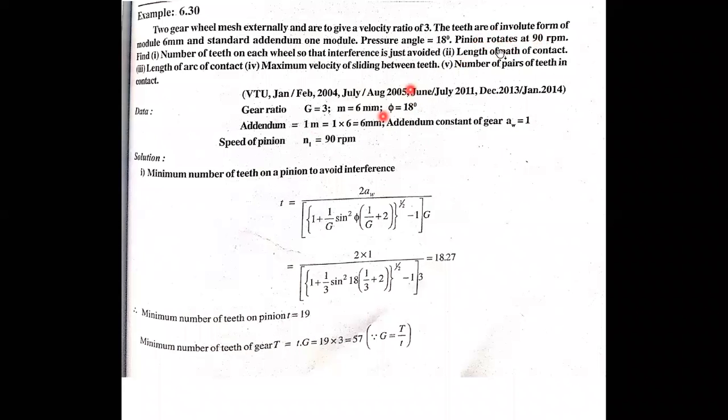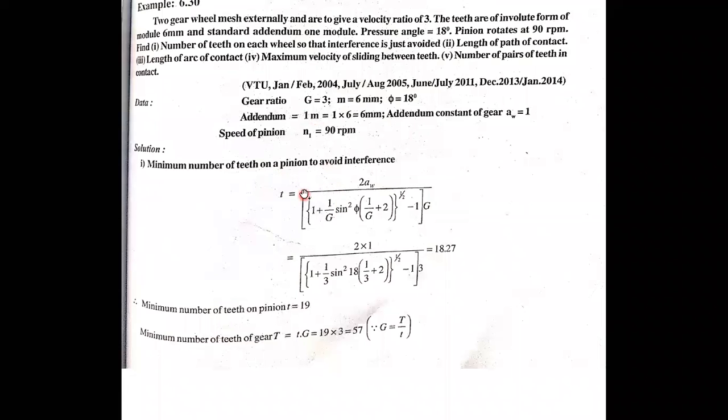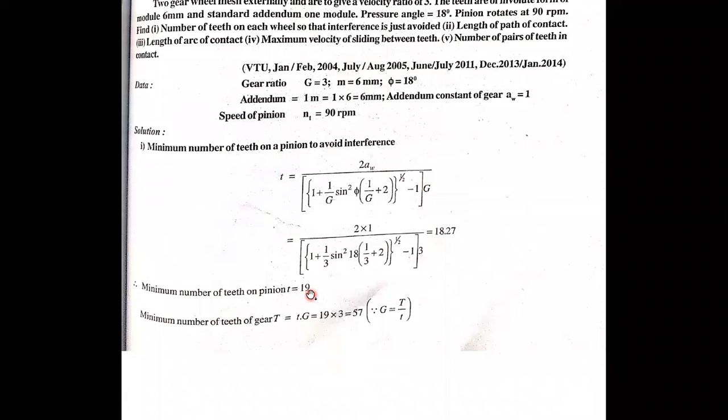And the pinion rotates at 90 rpm, that is N1 is 90 rpm. Therefore, we need to first find the number of teeth on the pinion and gear to avoid the interference. Let's take the pinion. The formula you know well. AW we know, G we know, phi we know, calculate, you'll get 19. Therefore, the number of teeth on the gear, T is equal to small t into G, because we already know G. That becomes 57.